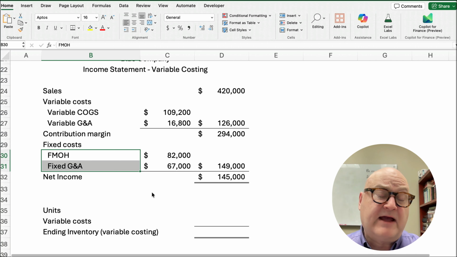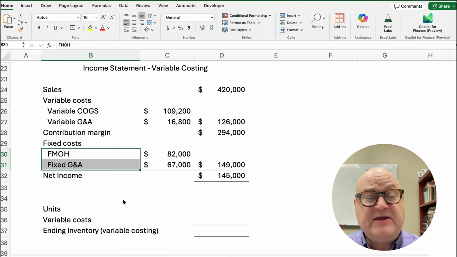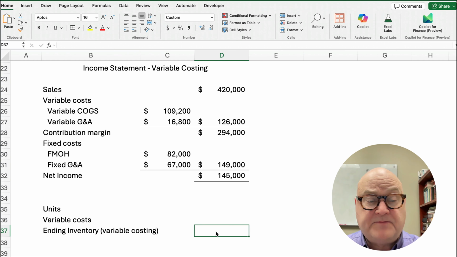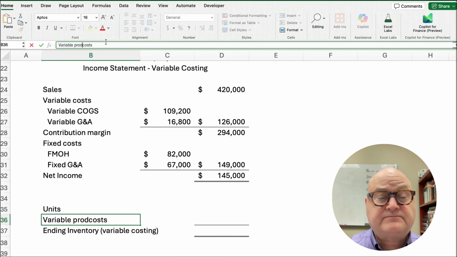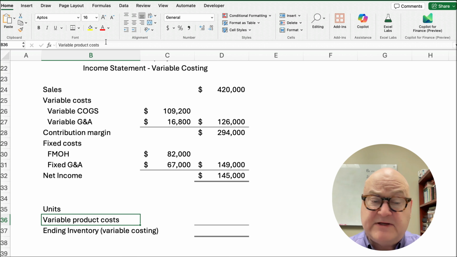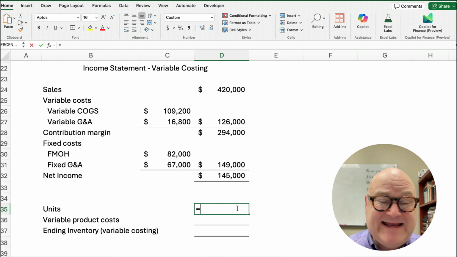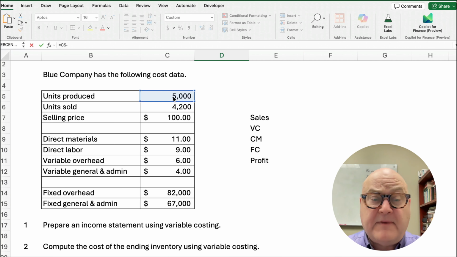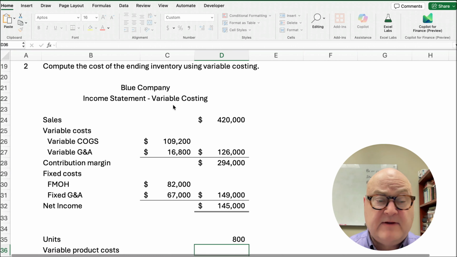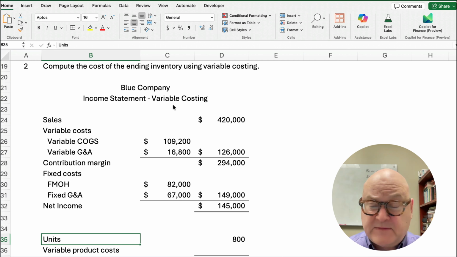So the second thing they're asking us to do here is we take the units times the variable cost, and that's going to equal our ending inventory. Now, the variable cost here, the variable product costs are going to be just the materials, labor, and variable MOH. So how many units do we have in ending inventory? The units in ending inventory is going to be 5,000 minus 4,200.